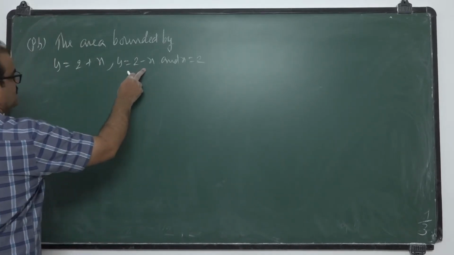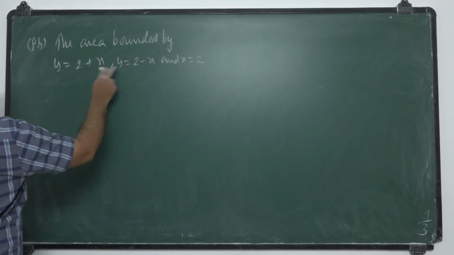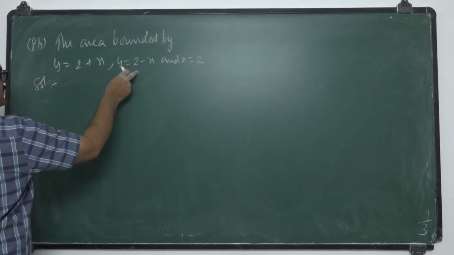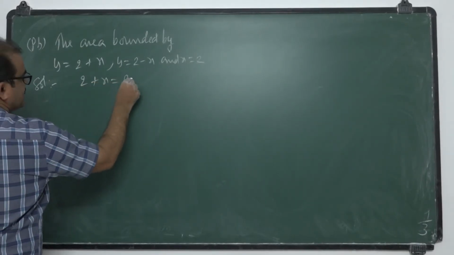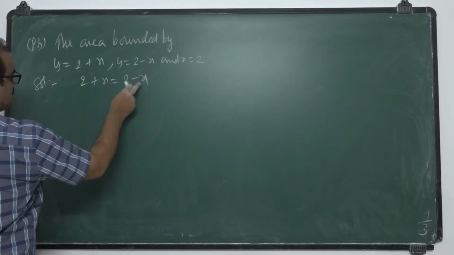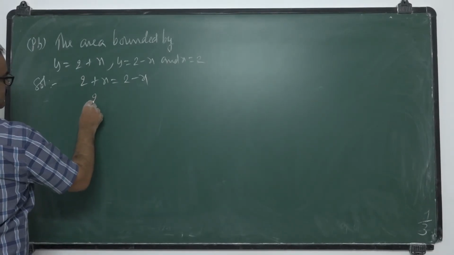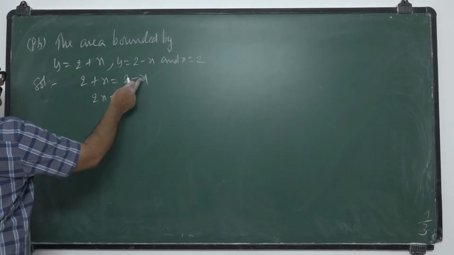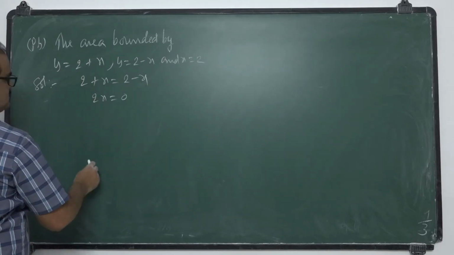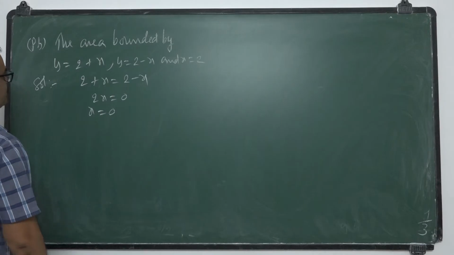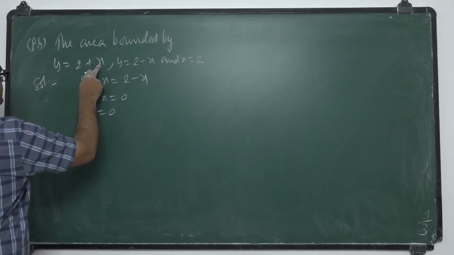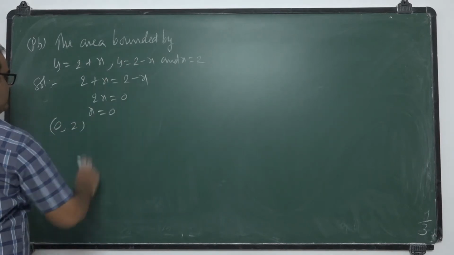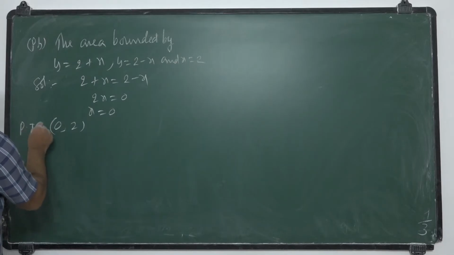When two curves are given, solve the given curves. Here both are equal to y, so equating these two curves, 2 plus x is equal to 2 minus x. Now 2x is equal to 2 minus 2, 0. So x is equal to 0. When x is 0, y value here is 2, here also y is 2. So point of intersection is 0 comma 2.